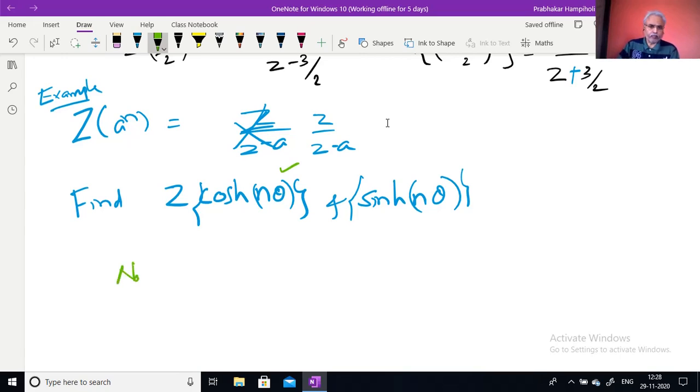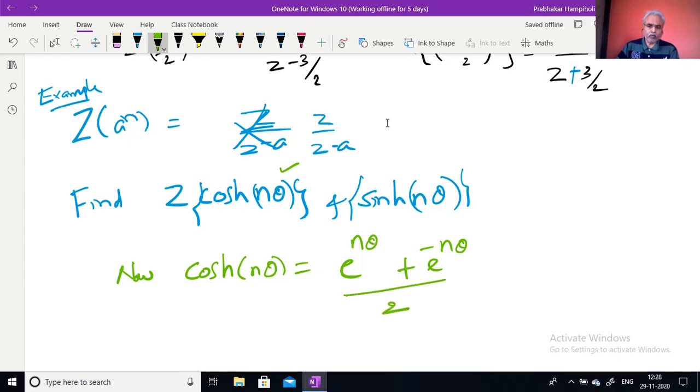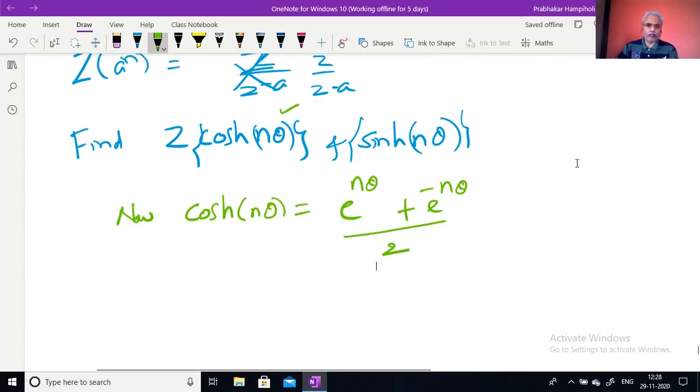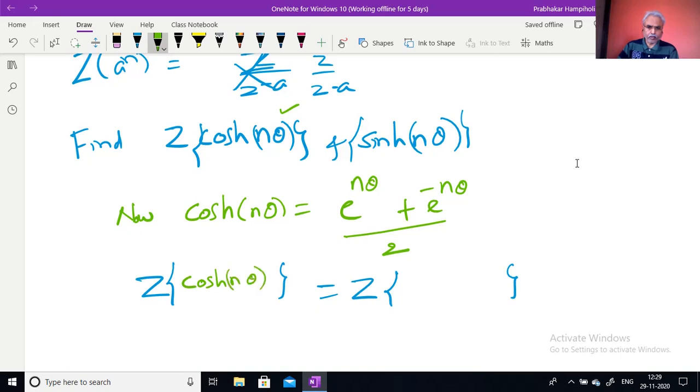Now cos hyperbolic of something is e raised to that plus e raised to minus that, divided by 2. Now we will be using some basic laws of indices learnt in school also. All the basics you learned will be useful now and then. So now if I take the Z transform on both sides, whatever is the left hand side, Z of this, and whatever is the right hand side, Z transform of that. Z transform means we are trying to convert from n language into Z language.